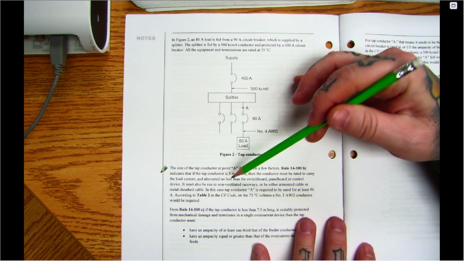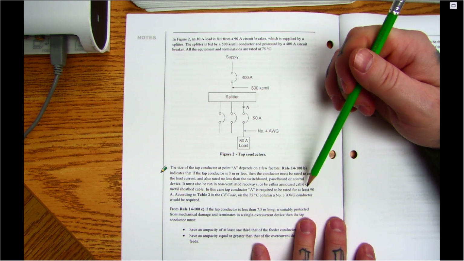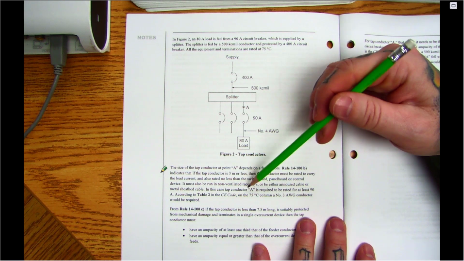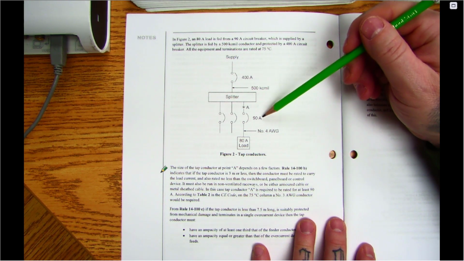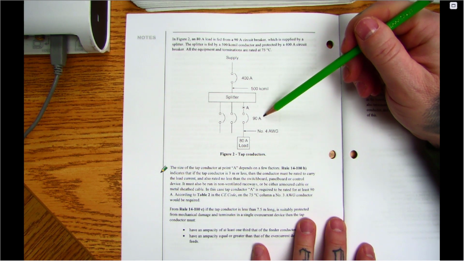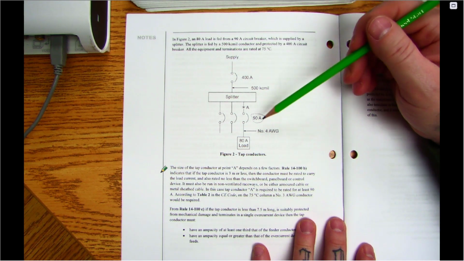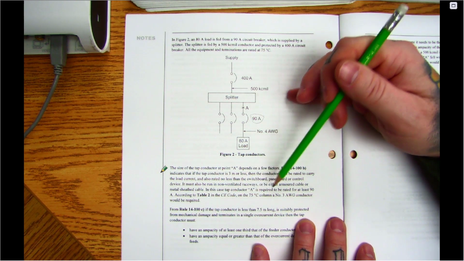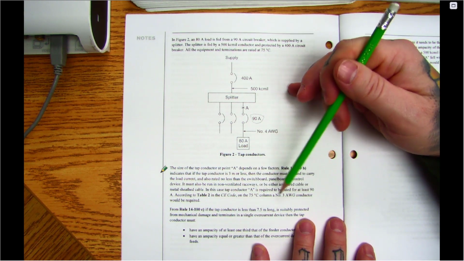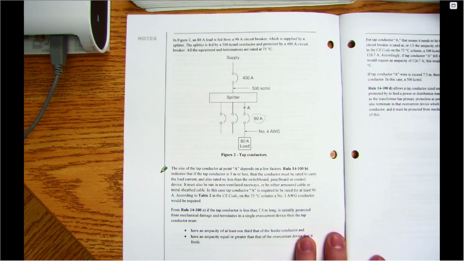It must also be run in non-ventilated raceways or be either an armored cable or metal sheath cable. In this case, tap conductor A is required to be rated for at least 90 amps, okay, because that's the rating of the switchboard, panel board, or control device. So because it's 3 meters or less, that's what we're using. Again, according to Table 2, we look for 90, and we can see that we can use a number 3. So that's how we size it in this scenario.